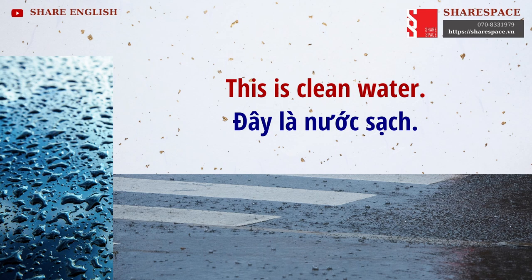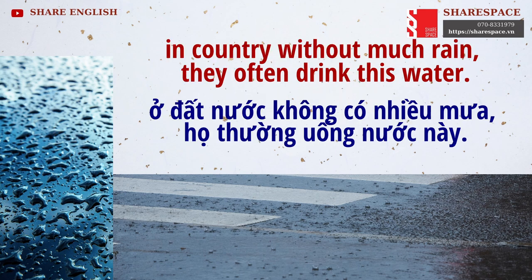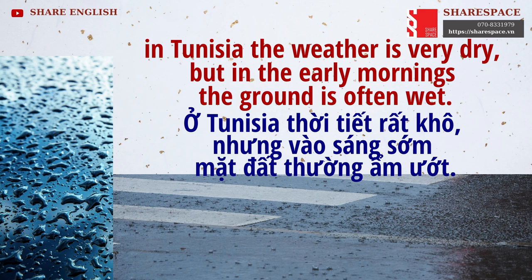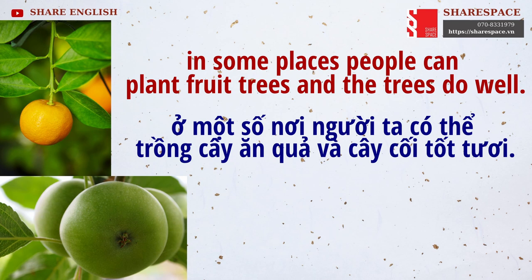This is clean water. In countries without much rain, they often drink this water. In Tunisia, the weather is very dry. But in the early mornings, the ground is often wet. In some places, people can plant fruit trees, and the trees do well.